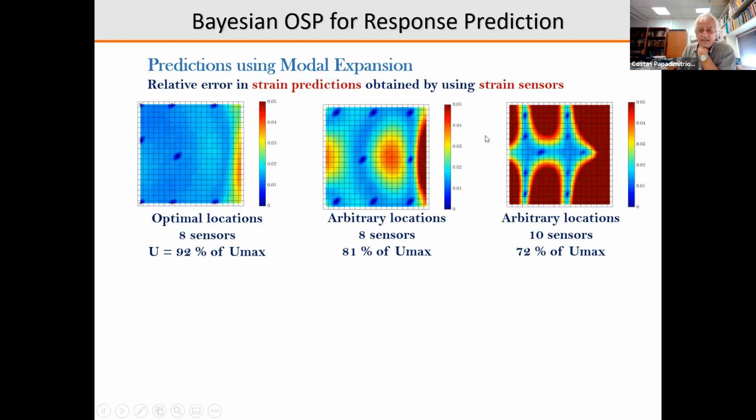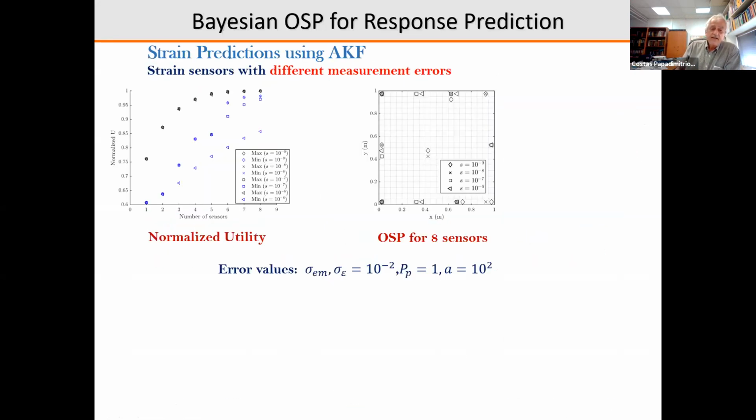These are the predictions that you make using the modal expansion. Here we run with an input white noise at the location. We made predictions, and then we use 8 sensors at the optimal locations to predict the strains at all other locations, and we compare the errors between simulated data and the prediction that we made with 8 sensors. We find that when you place the sensors at the optimal locations, the errors are of the order of 1 to 2%. When you place 8 sensors at arbitrary locations, the error is higher. And when you place 10 sensors, not 8, at other arbitrary locations, the error could be much higher, as you see here.